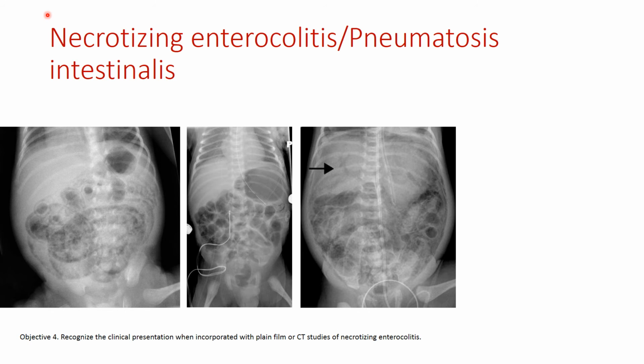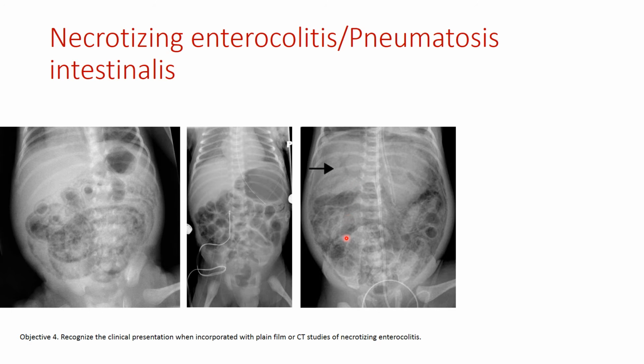This is a really bad pneumatosis intestinalis. Not only do we see air within the bowel walls, but air has also dissected into the portal venous system. And so we see air within the portal venous system. This is a really dire prognostic sign. This baby's likely to do very poorly, likely to not make it.